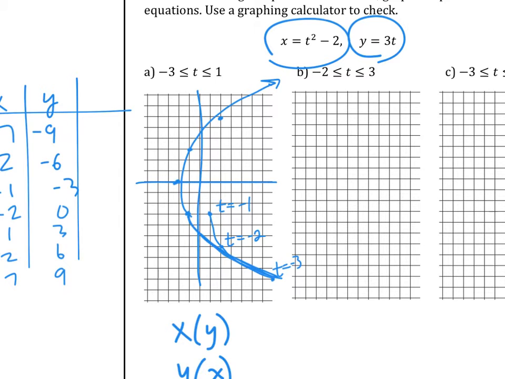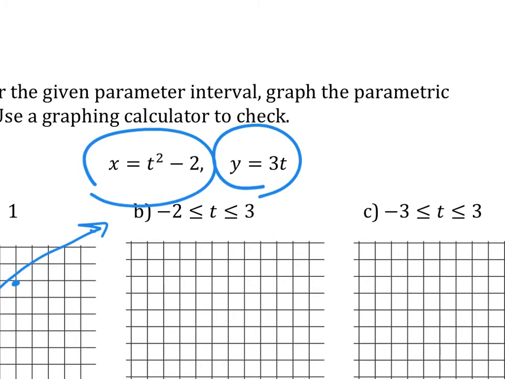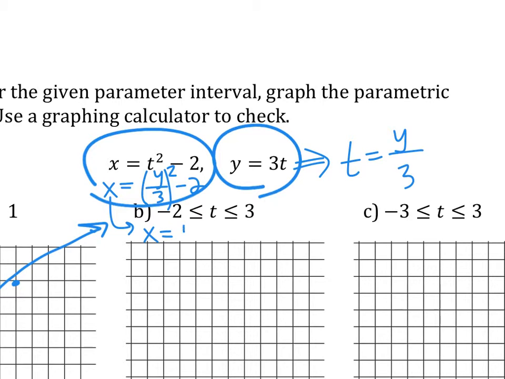Oh, you could do t equals y over 3. Yes, that's correct. So to eliminate something, we change that variable in terms of something else, and then we substitute. That way, t is entirely gone. Okay, so we're going to substitute that in here. So t is equal to y over 3. So this is y over 3 squared. So this equation now becomes x equals y squared over 9 minus 2.